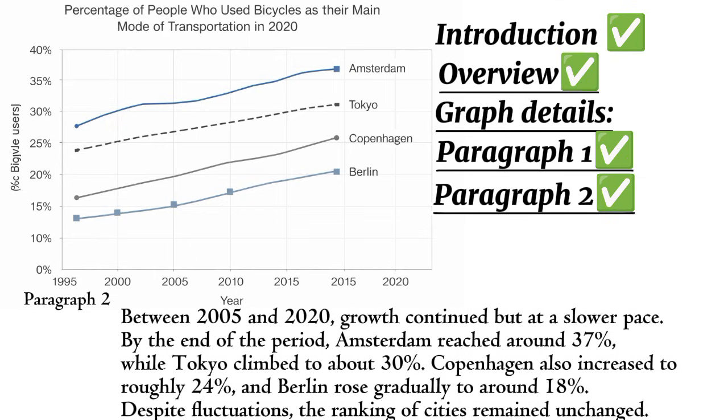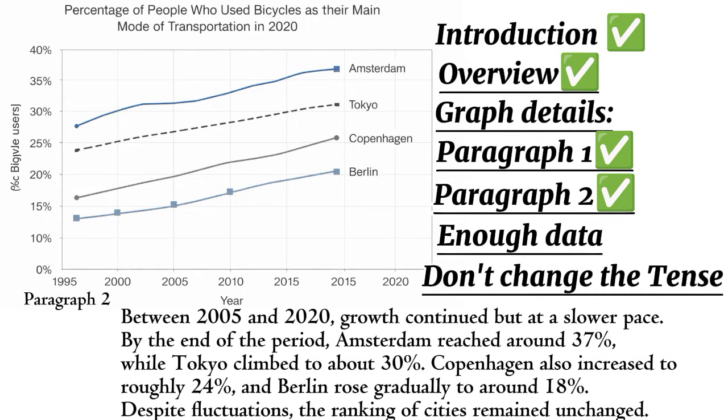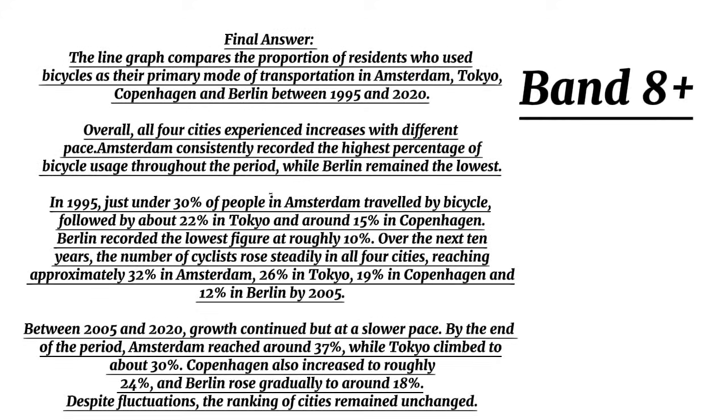Remember, you should support your writing with enough data too, so if you say that there was a change, don't forget to write the amount of change, and always write your task one answer in one tense. So if you're describing something that happened in the past, you should write the whole description in past simple tense. So that's all with our writing. We've done it together, and this piece of writing is a Band 8 plus answer.